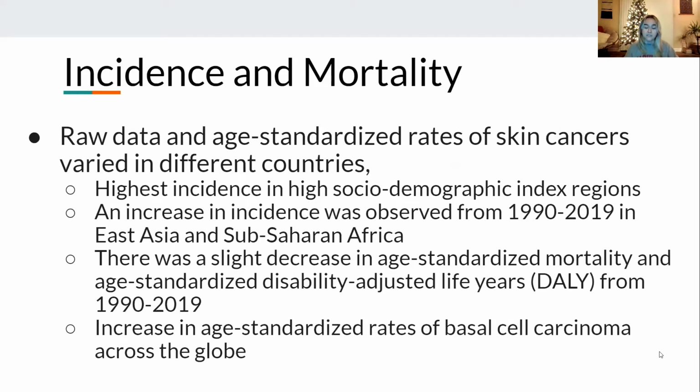Raw data and age standardized rates of skin cancers varied in different countries. The highest incidence was in high sociodemographic index regions. There was an increase in incidence observed from 1990 to 2019 in East Asia and Sub-Saharan Africa. There was a slight decrease in age standardized mortality and age standardized disability adjusted life years from 1990 to 2019. And there was an increase in age standardized rates of basal cell carcinoma across the globe.